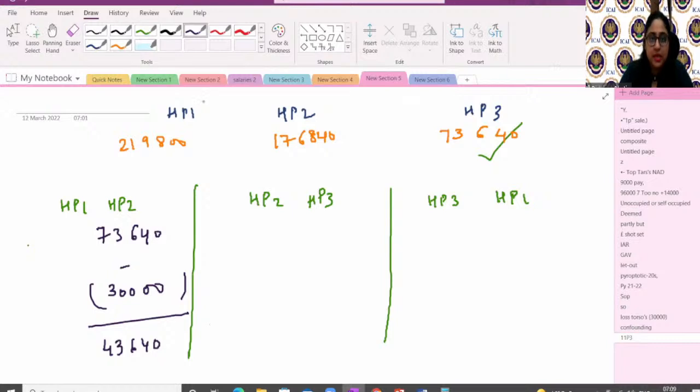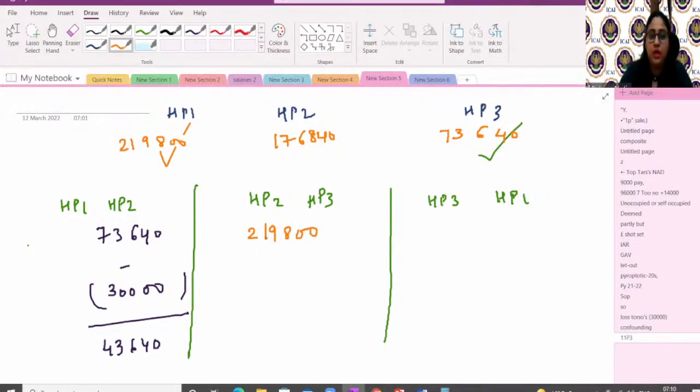In the second scenario, house property 2 and house property 3 are my self-occupied properties. So my house property 1 is my deemed let out property. So its income is the full amount here, 2,19,800. Correct?